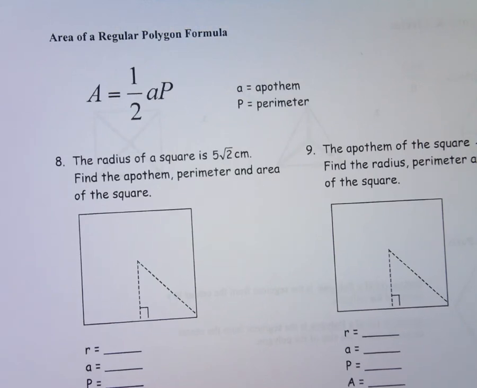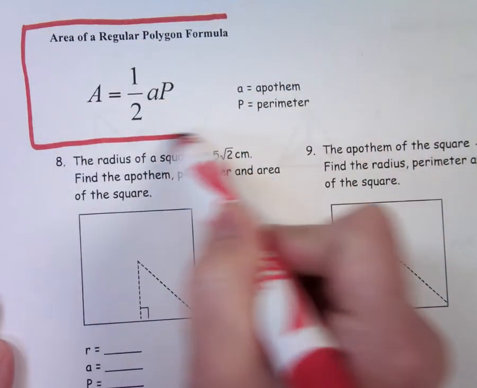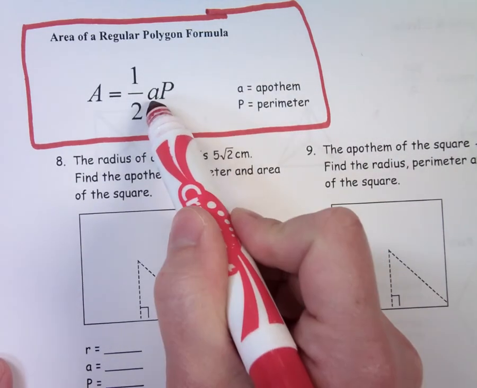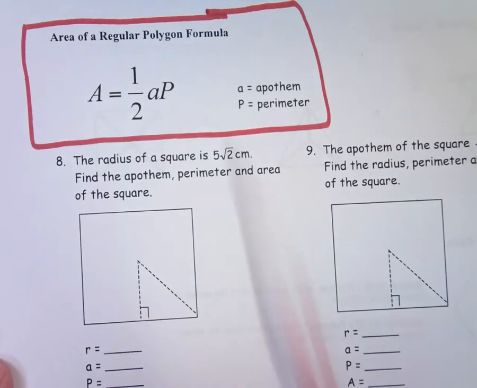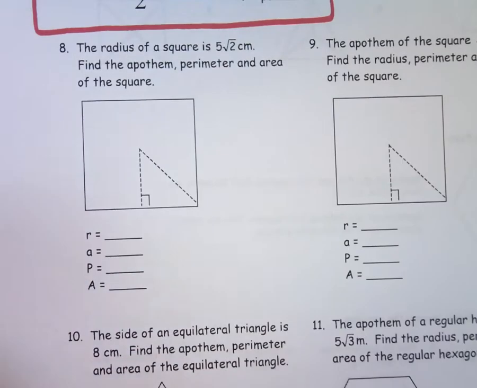Okay, talking about area of a regular polygon, this is our formula for finding just that, where the little a is the apothem and the capital P is the perimeter of the shape. And this is only for regular polygons. Okay, we are going to look at number 8 to begin with.